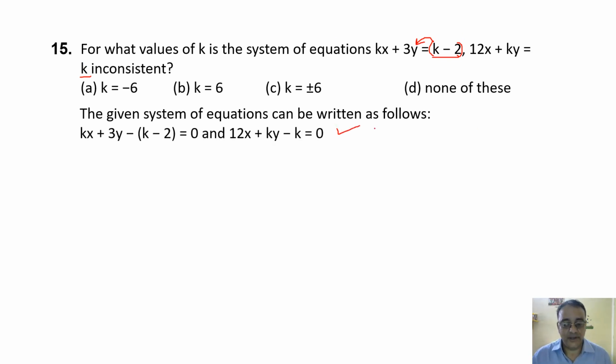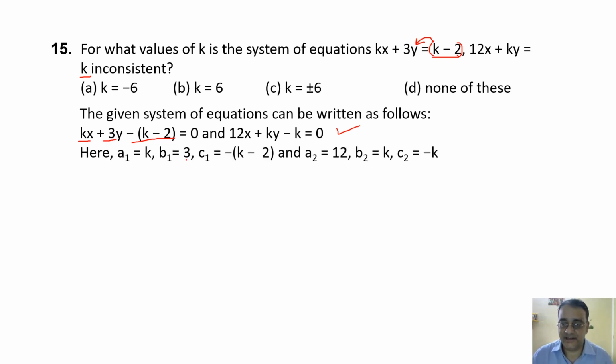Yes, sir. Right, now we will write a1, b1, c1, a2, b2, c2. So what is a1? k. b1 is plus 3. And c1 is minus of k minus 2. And a2 is plus 12. And b2 is k. And c2 is minus k. Okay, very good.